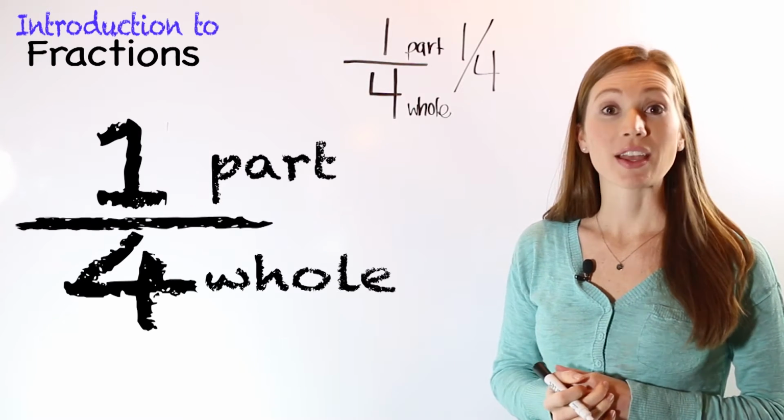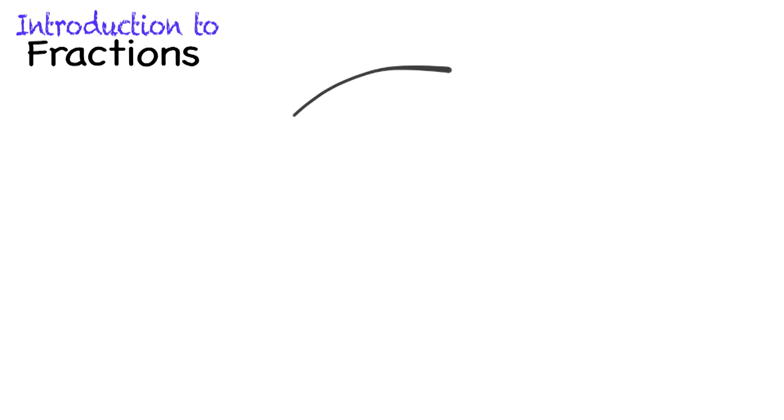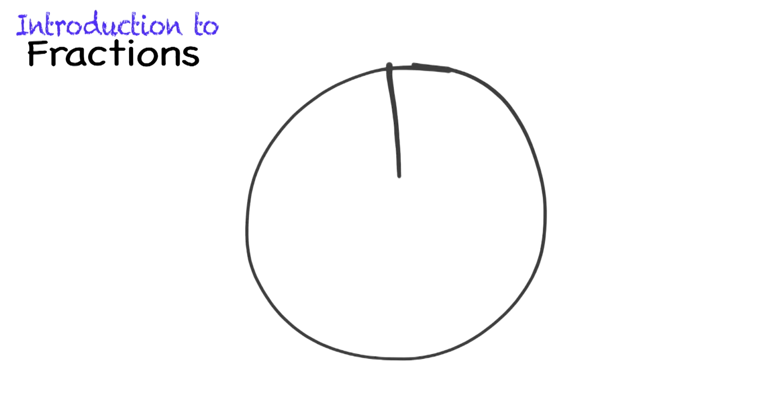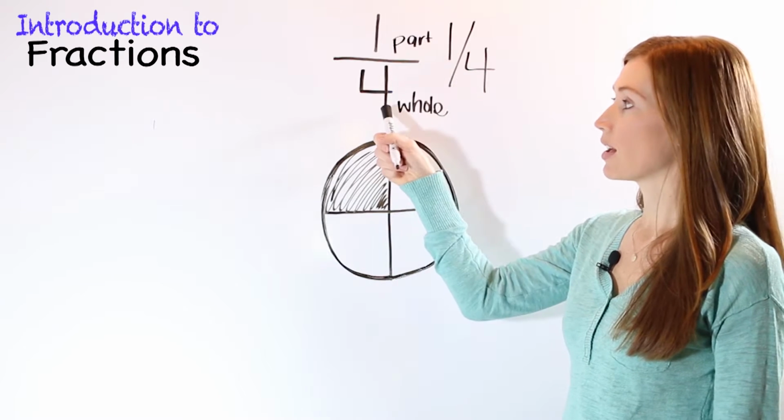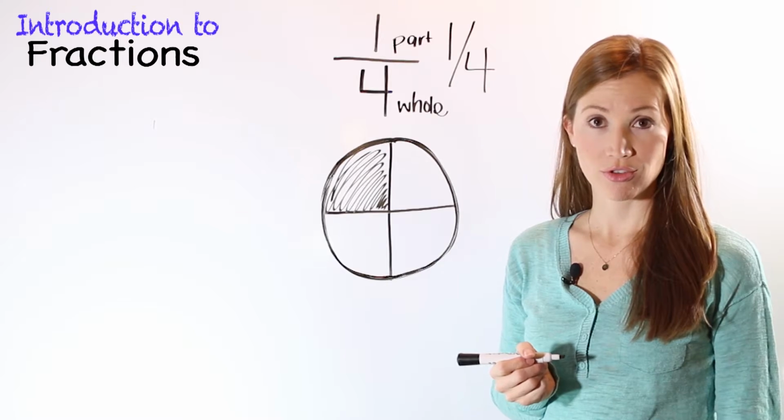Let me show you this amount in another way. This is what we call a pie chart. This pie chart represents 1/4. I shaded in one piece of 4 because we have one part of 4 total.